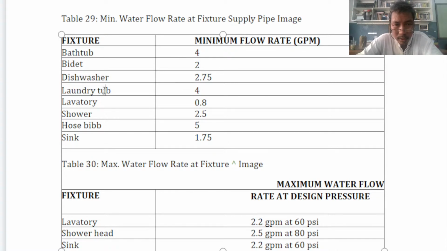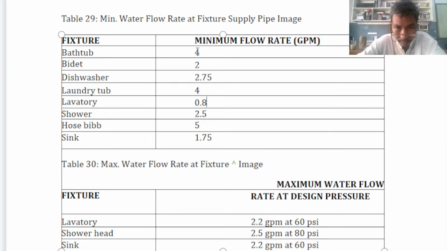Laundry tub, of course, laundry is common, but a tub is not in our country. Lavatory is a common one in our country, so you can memorize this. So we need 0.8. What do we mean by GPM? GPM means gallons per minute. Okay, that is the minimum: 0.8 gallons per minute for lavatory.